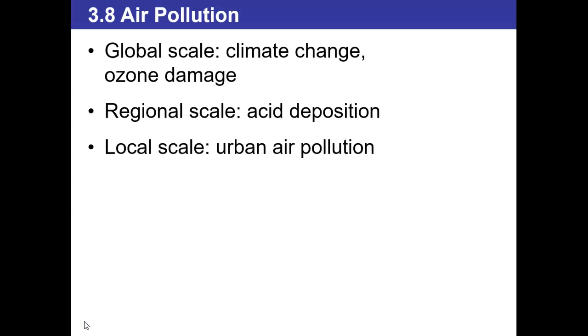Air pollution concerns geographers on three different scales: global, regional, and local. Two global issues are climate change and ozone damage. UN scientists have concluded that the temperature increase is directly linked to human actions, especially the burning of fossil fuels in factories and vehicles. The increase in Earth's temperature caused by carbon dioxide trapping some of the radiation emitted by the surface is called the greenhouse effect.